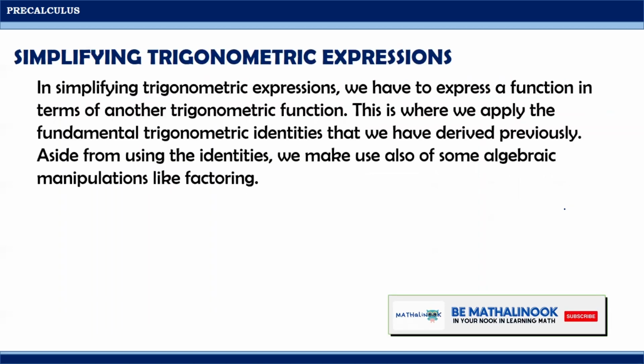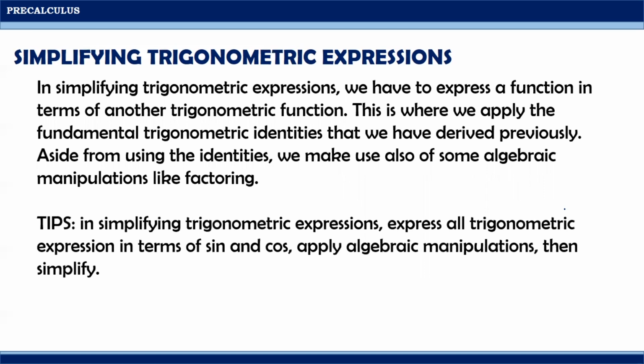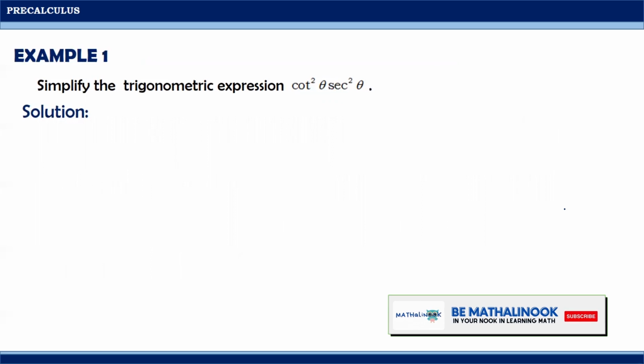In simplifying trigonometric expressions, we have to express a function in terms of another trigonometric function. This is where we apply the fundamental trigonometric identities that we have derived previously. Aside from using the identities, we make use also of some algebraic manipulations like factoring. Tips: in simplifying trigonometric expressions, express all trigonometric expressions in terms of sine and cosine, then apply algebraic manipulations and simplify. Let us take this example.